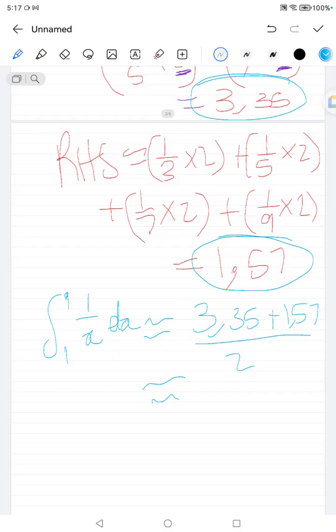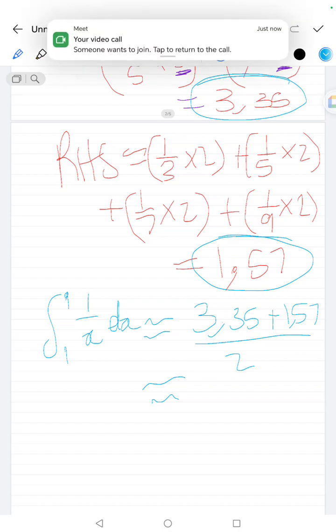Let's be fast so that we can do one last one, which is different. You get your 2.46.